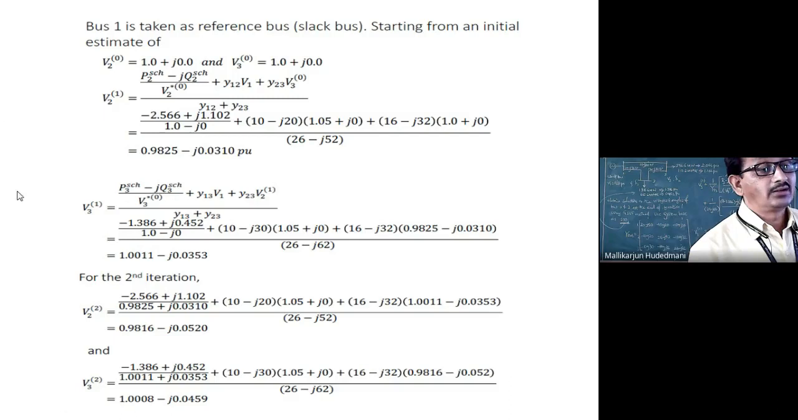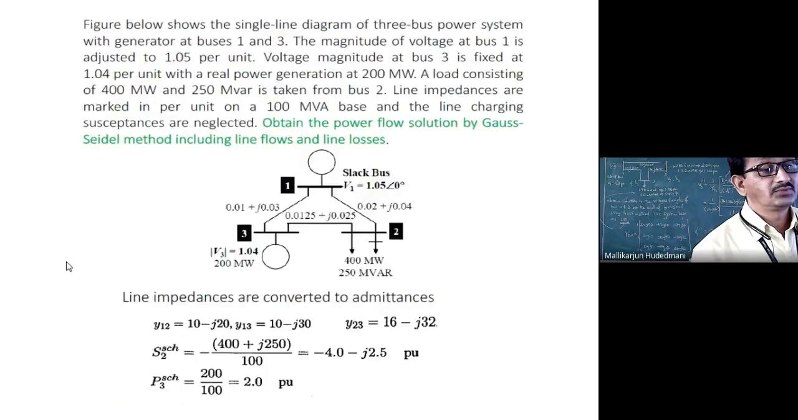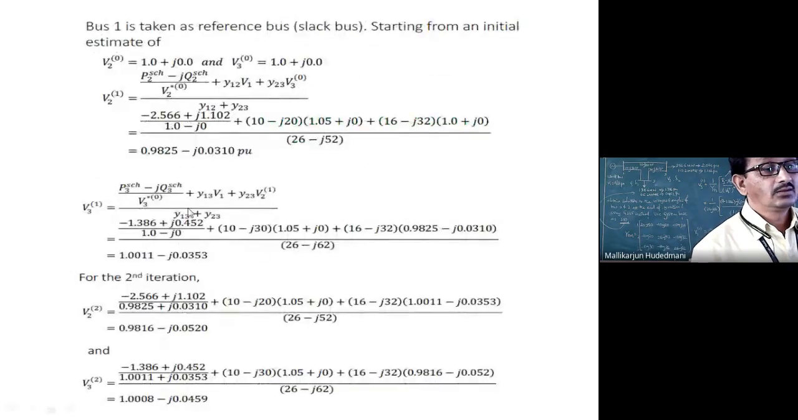Similarly, 3 to 1, Y31, you have to multiply with V1. You can see there, I go back, Y31 V1 plus Y32 V2 updated. Can you see this? 0.9825 minus j is the previous solution here. It is Y32 V2 1, where V2 1 means the latest value of the V2 bus. So it is taken. The entire term is divided by Y33. Then I will get the solution of bus 3. This is how we got V2 delta 2, V3 delta 3.